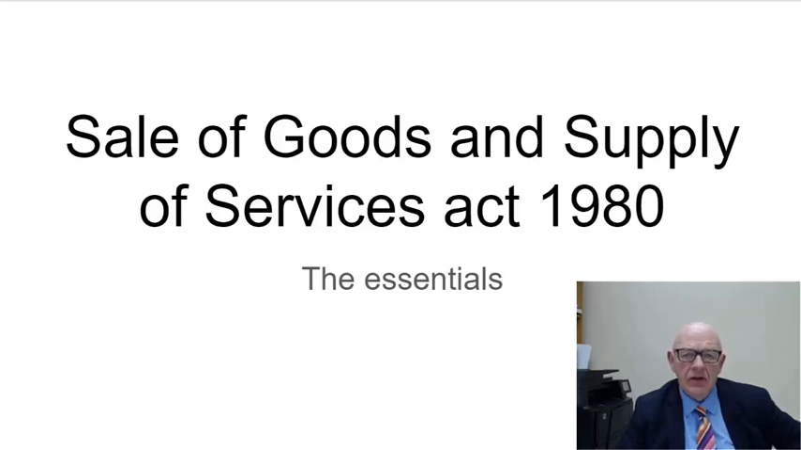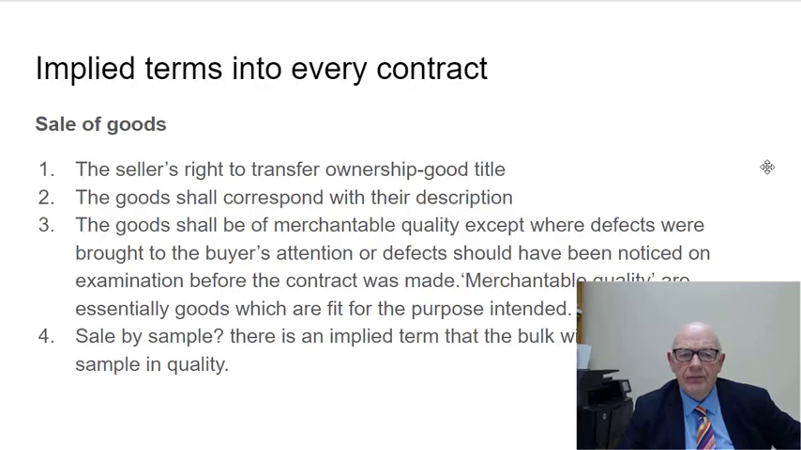Today I want to take a look at some essentials, some basics of the Sale of Goods and Supply of Services Act 1980. So let's take a look. The key and significant point to understand about the 1980 Act is that it implies certain terms into every contract. So whether the contract is for the sale of goods or the supply of services, certain terms are implied.